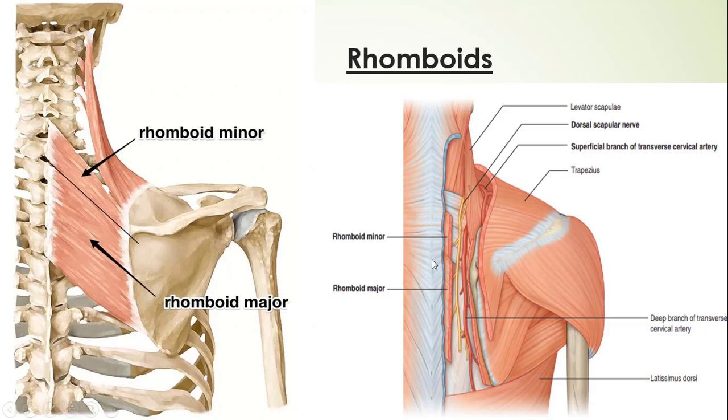Now let's see the blood supply and innervation. Both muscles are innervated and supplied by the same nerves and arteries. They are innervated by the dorsal scapular nerve from C4 and C5, and supplied by the deep branch of the transverse cervical arteries.